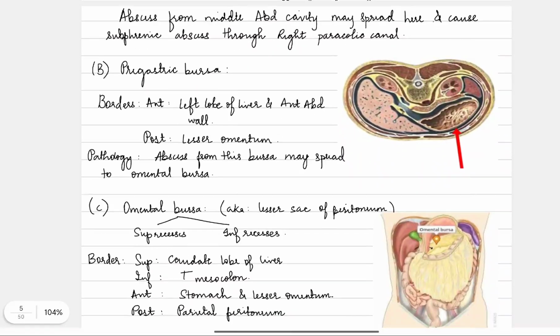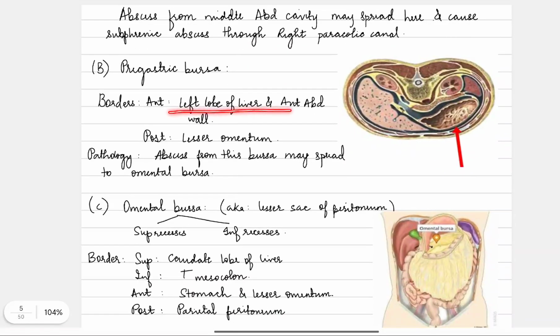Next is the pregastric bursa. Its border is the left lobe of the liver and the anterior abdominal wall on the anterior side, and posteriorly there is the lesser omentum. Pathologically, an abscess from this bursa may spread to the omental bursa.